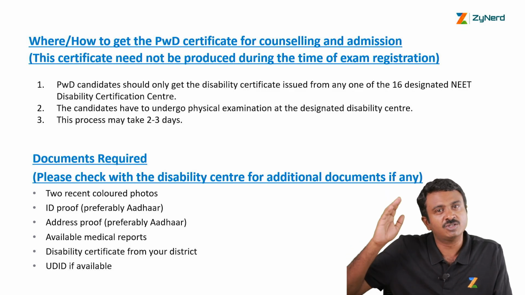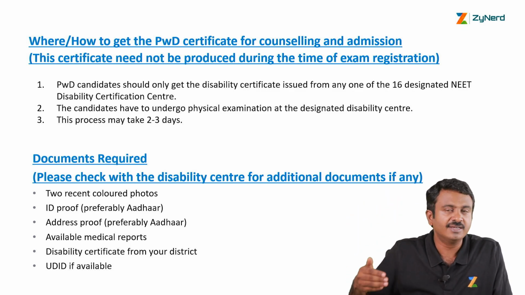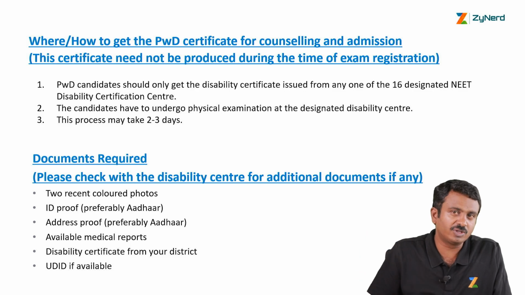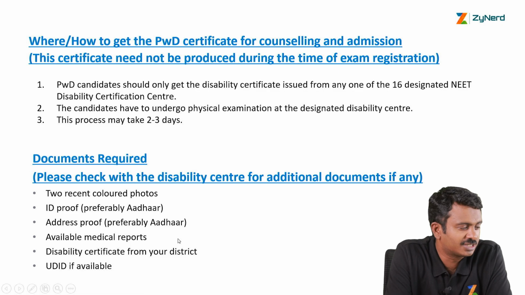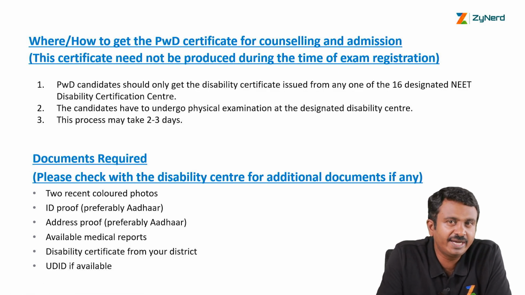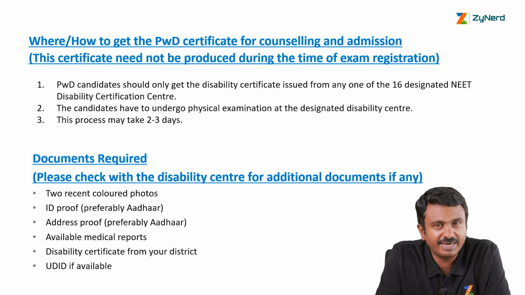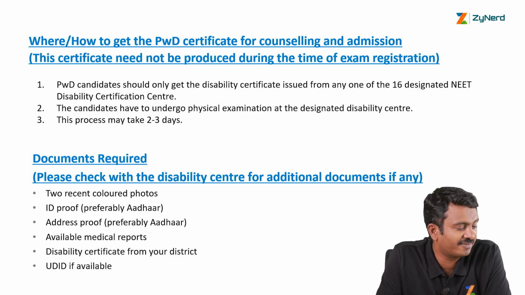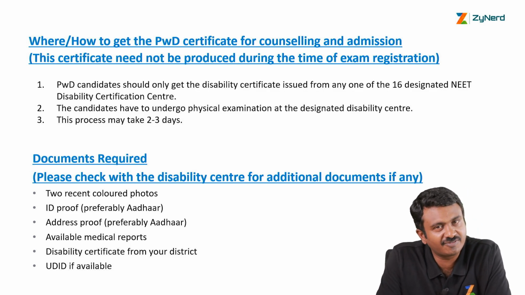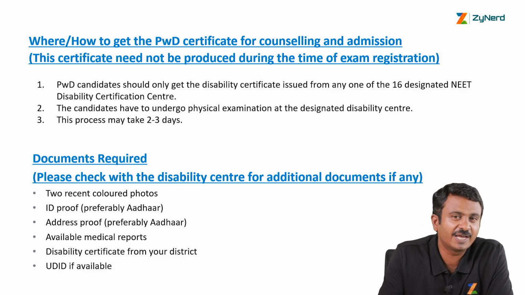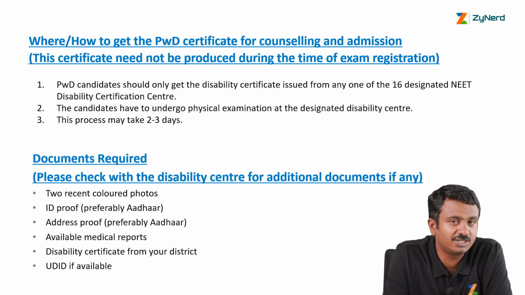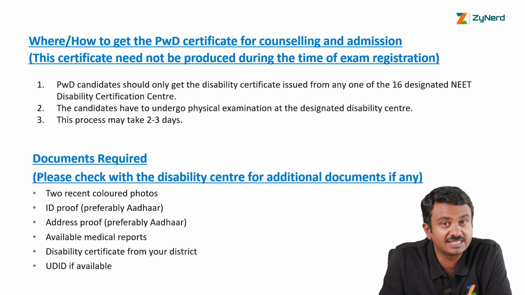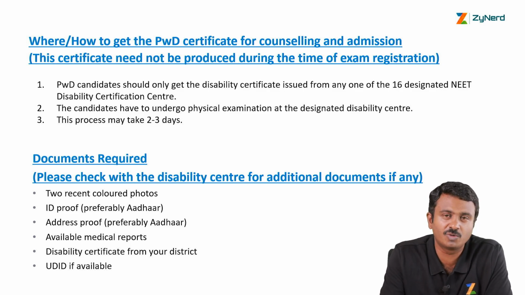When will this happen? June, or at that point in time, July. When that happens, go to the PwD center, taking all these documents, photos, your ID proof or Aadhaar. If you have your UDID, take that, along with available medical reports and earlier certificates, whatever you have. Just check with them over a call what else you need to take. There will be an assessment at that designated disability center, and you will have to undergo a physical examination which might even take 2 to 3 days. So be ready for all this.